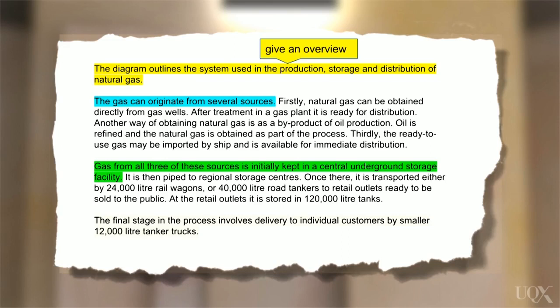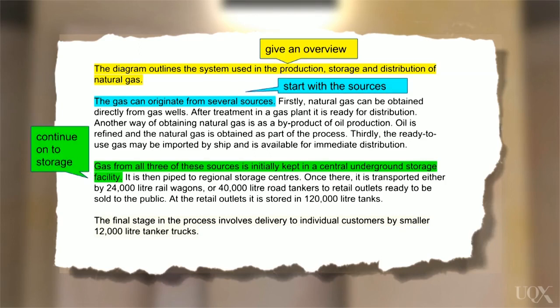Then, as we suggested, start your description of the key features in the flowchart with the sources. Continue your description by describing how the gas is stored. And finally, finish your description by talking about how the gas is distributed to customers. Why don't you take a moment now to read the whole response?